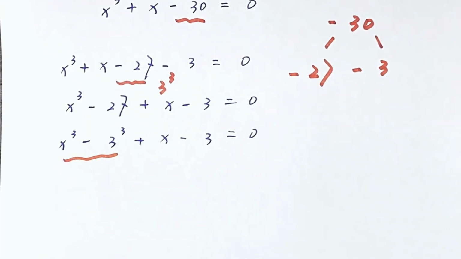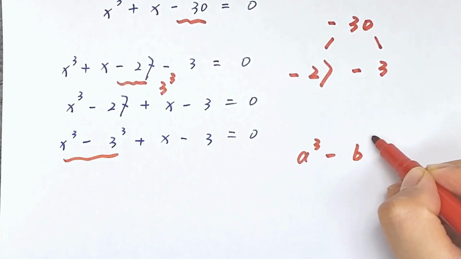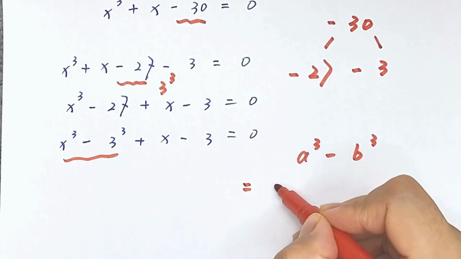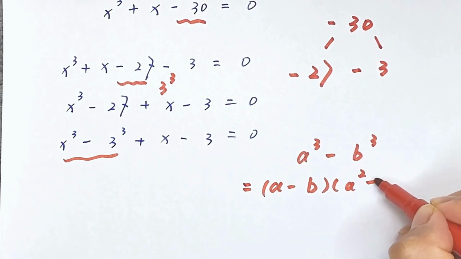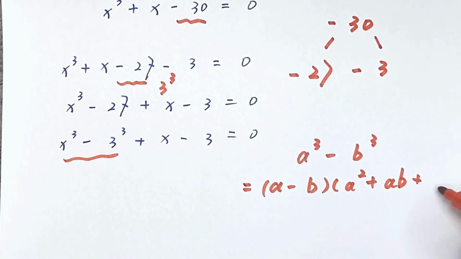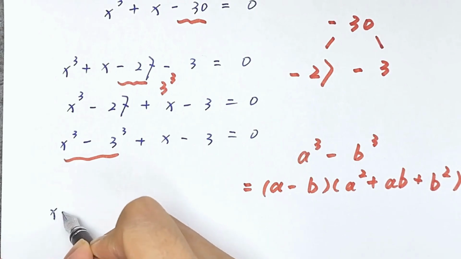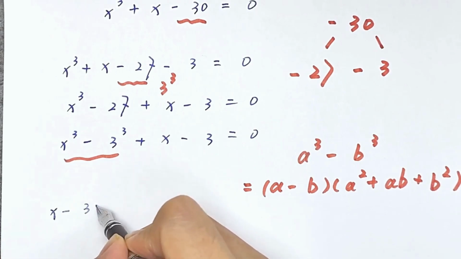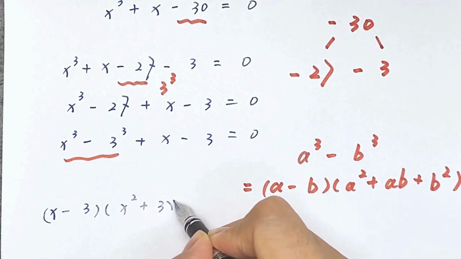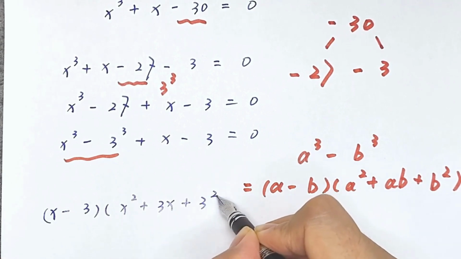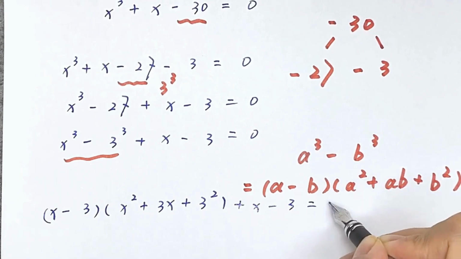Now we will apply the cubic rule that a cubed minus b cubed is equal to a minus b bracket times a squared plus ab plus b squared. So it will be x minus 3 bracket times x squared plus 3x plus 3 squared bracket plus x minus 3 equals 0.